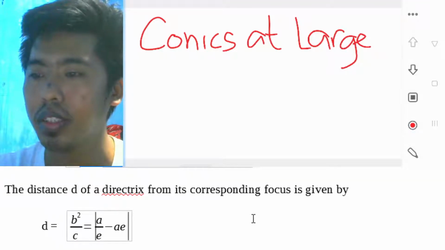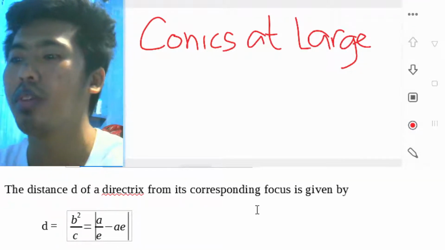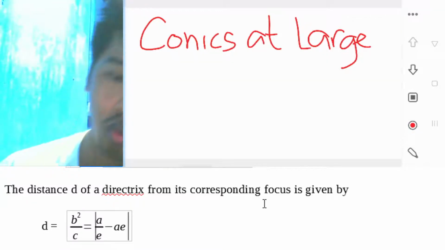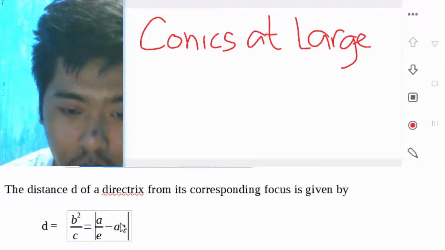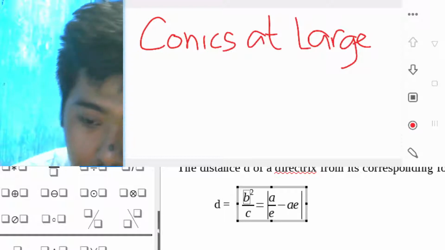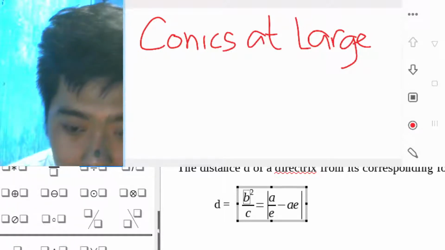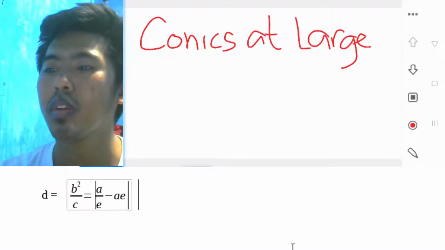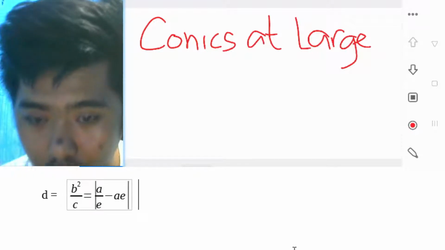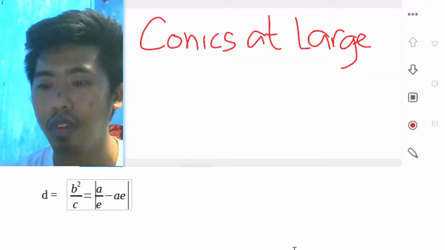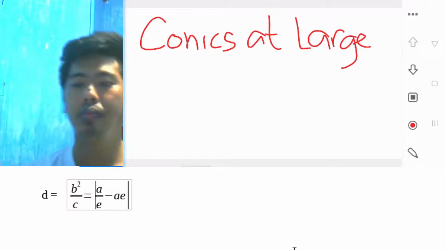So the distance D of directrix from its corresponding focus is given by D equal to B square over C. And that would also equal to the absolute value of A over E minus AE. Okay, next.